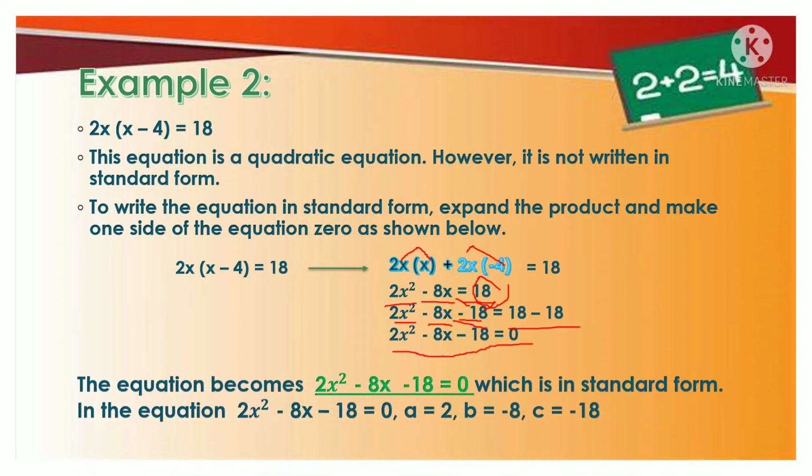So the equation becomes 2x squared minus 8x minus 18 equals 0, which is in standard form. So in the equation 2x squared minus 8x minus 18 equals 0, a is positive 2, b is negative 8, and c is negative 18.